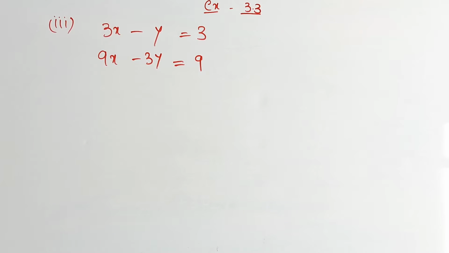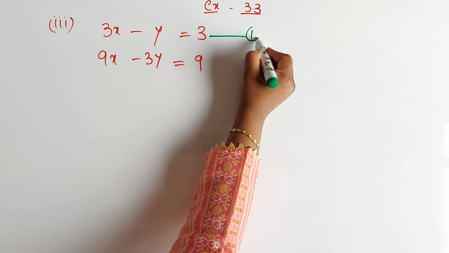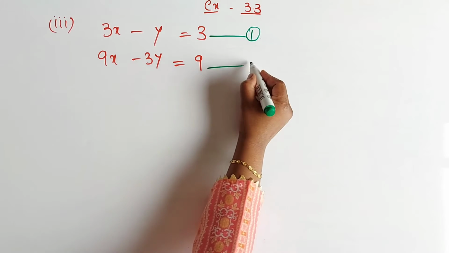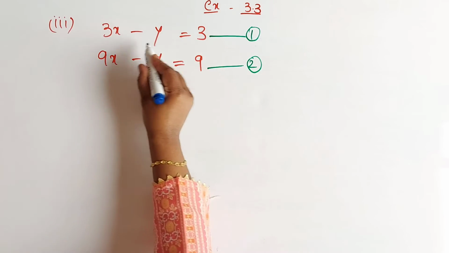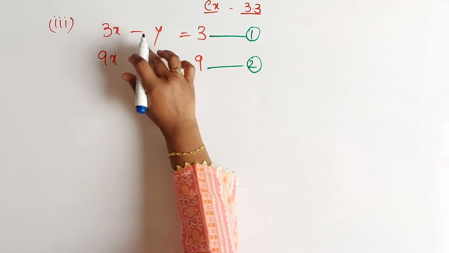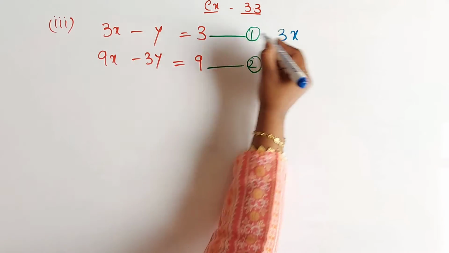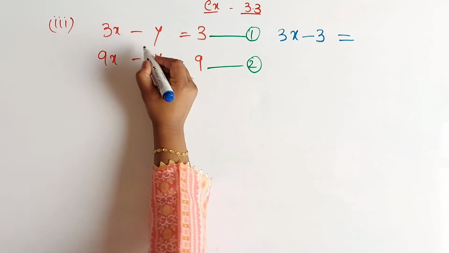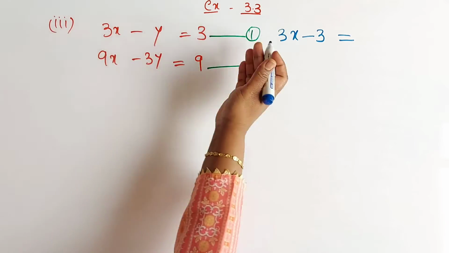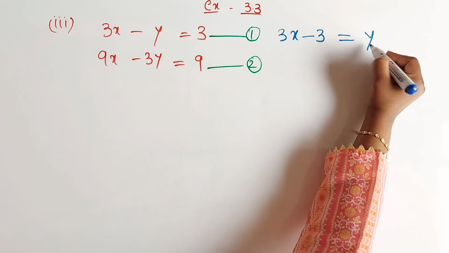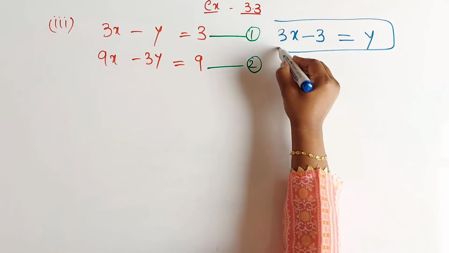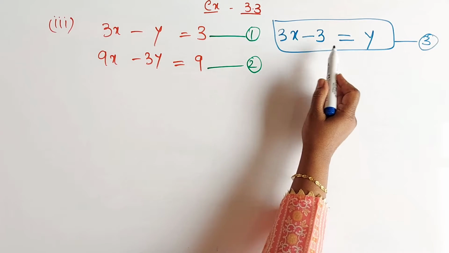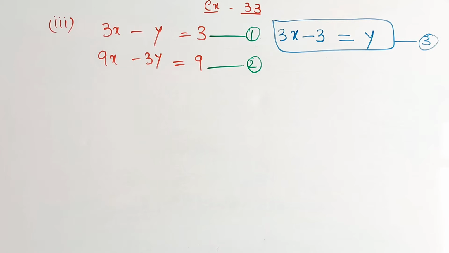Third one, 3x minus y equal to 3. This is the first equation, children. And 9x minus 3y equal to 9 is the second equation. From the first equation, we can write the y value. 3x, this 3 will go to the left hand side, minus 3 equal to, now y will come, minus y will come to the right hand side, plus y. Correct, children? From the first equation, we got the third equation. 3x minus 3 equal to y.